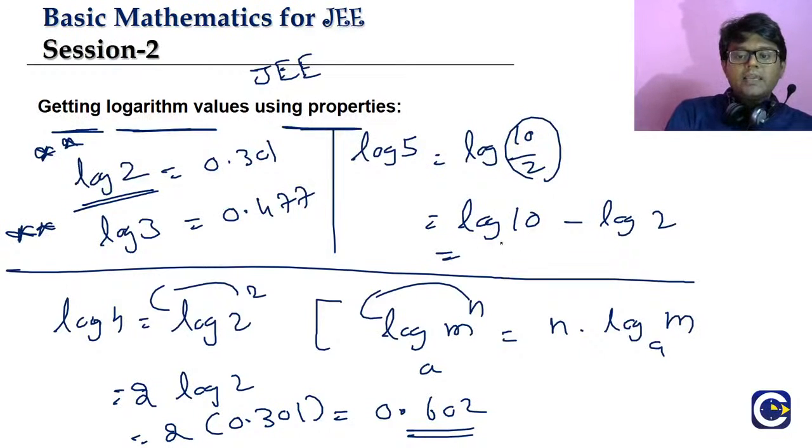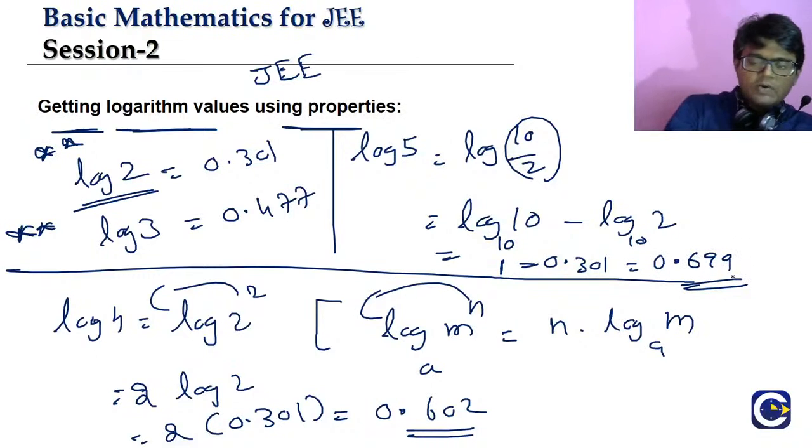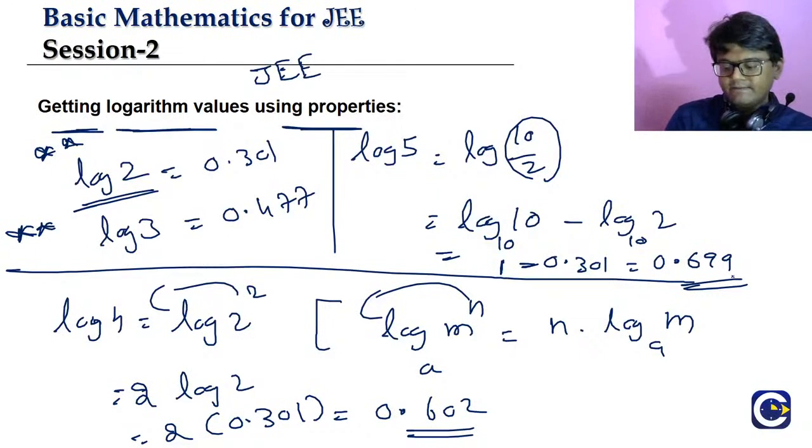Correct. What is the base here? Base is 10, right? Log 10 to the base 10, what is it? 1. Log 2 is what? 0.301. 1 minus 0.301 is what? 0.699. So what is the log 5 value? Log 5 value will be equal to 0.699.